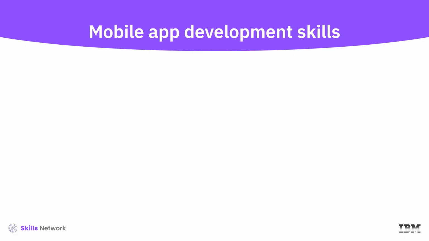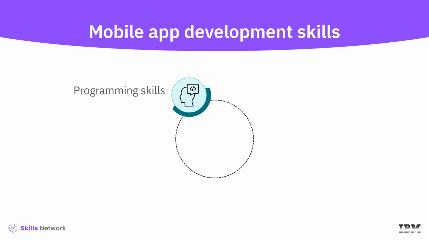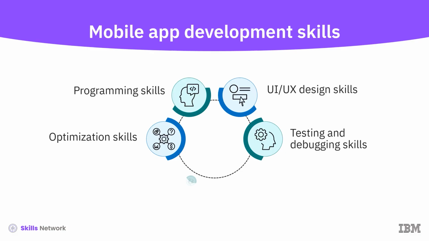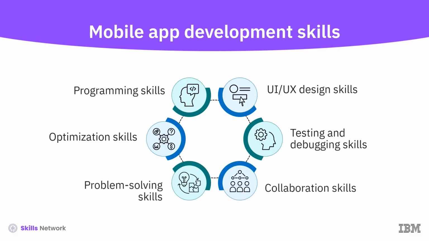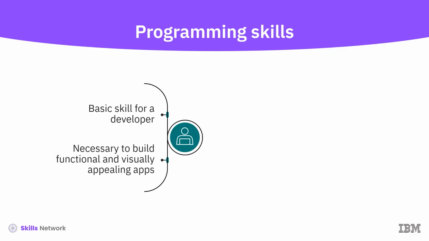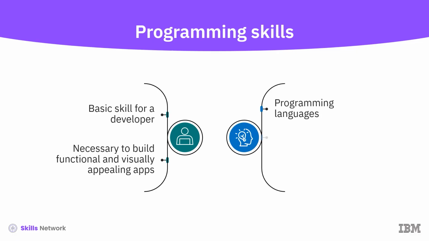Developing mobile apps requires a variety of skills, including programming skills, UI/UX design skills, optimization skills, testing and debugging skills, problem-solving skills, and collaboration skills. Let's review each skill in detail. Programming is the most basic skill for a developer. It is important that you, as a mobile app developer, understand how to build functional and visually appealing mobile apps. Programming skills include an understanding of programming languages, mobile development frameworks, and code versioning.